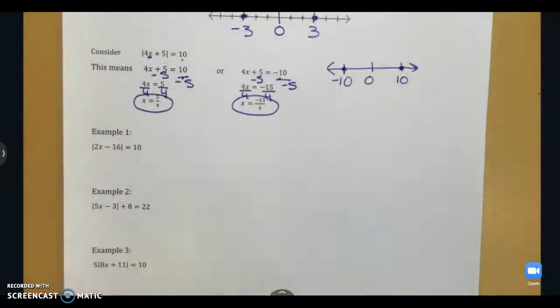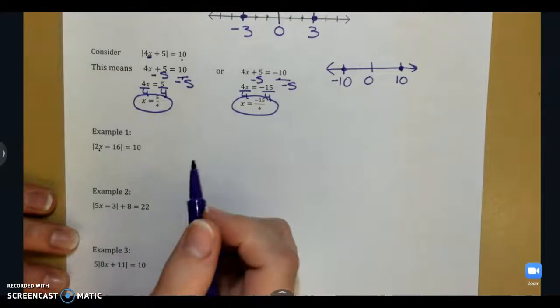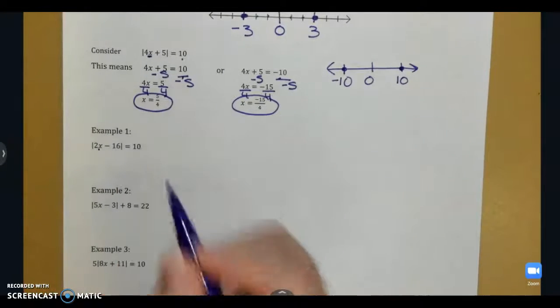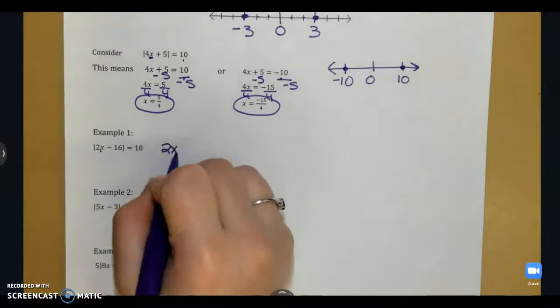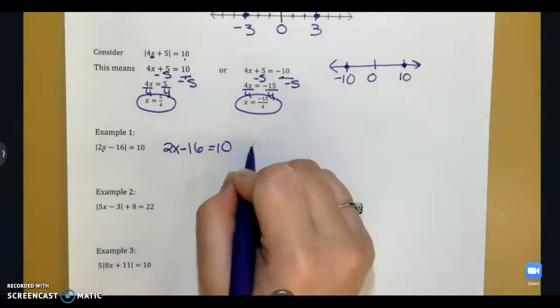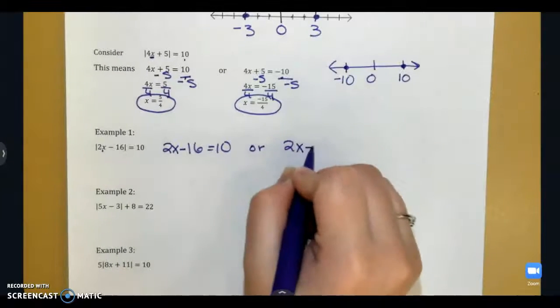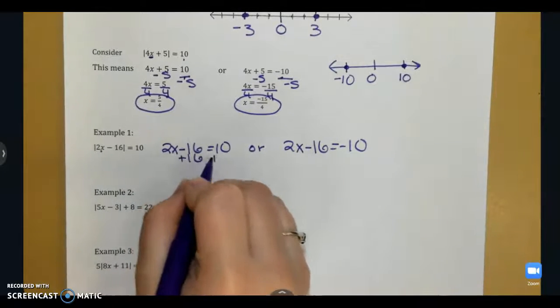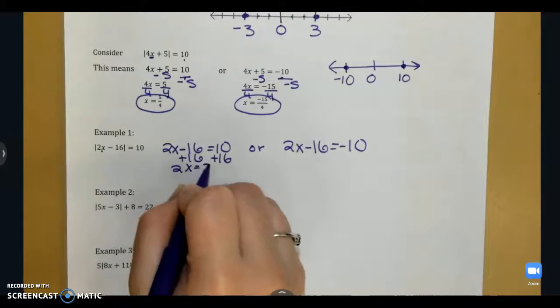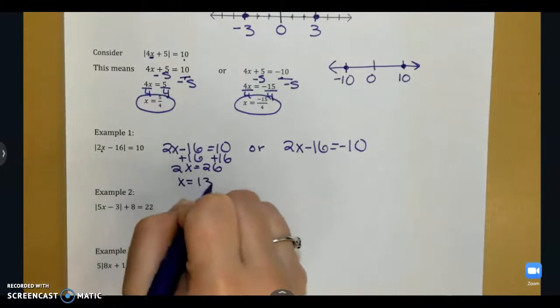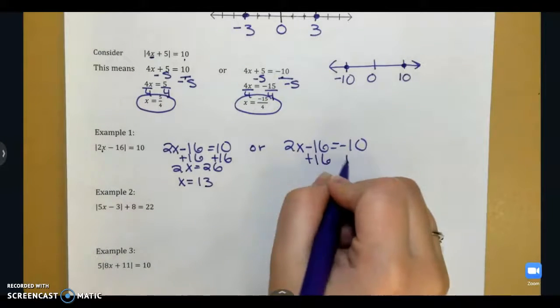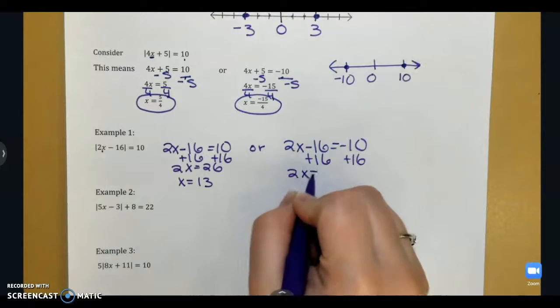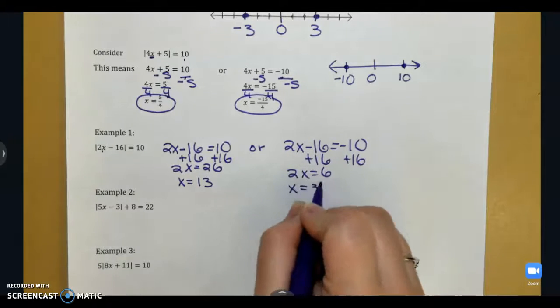So let's practice that again. The absolute value of 2x minus 16 is 10. So again, we're looking for values of x that when plugged in here give me a number that's 10 away from 0 on the number line. So that's going to be 10 or negative 10. So again, two-step equation. So x could be 13 or x could be 3.